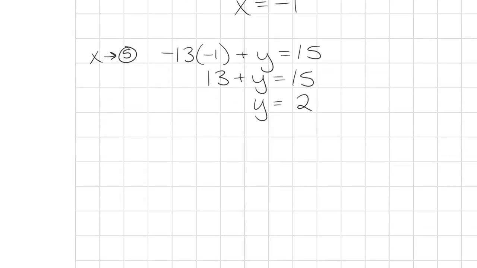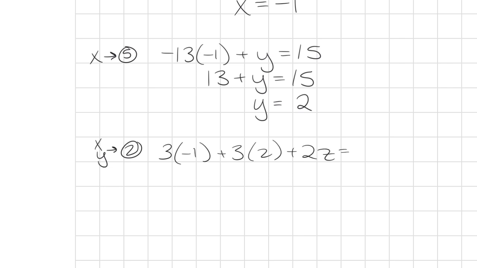The next step, the last step, is to back substitute the x and the y that we found into one of the original equations that has all 3 variables. Which one would y'all like to plug it into? Number 1, number 2, or number 3? 2. Sure. Said with confidence. I like it. We'll plug x and y into number 2, which means we're going to have 3 times negative 1 plus 3 times 2 plus 2 times z equal to negative 3.